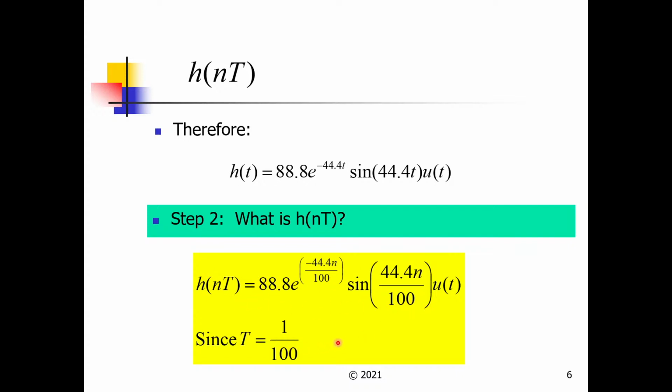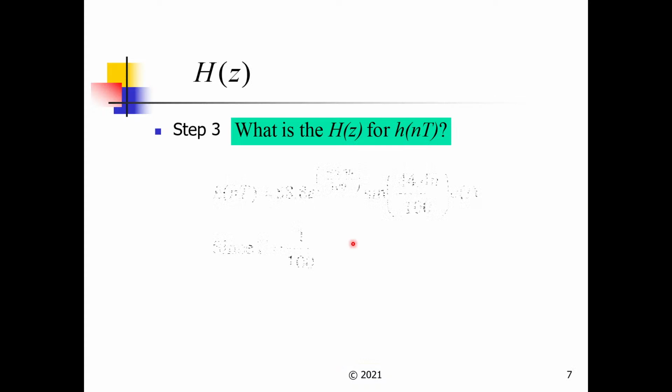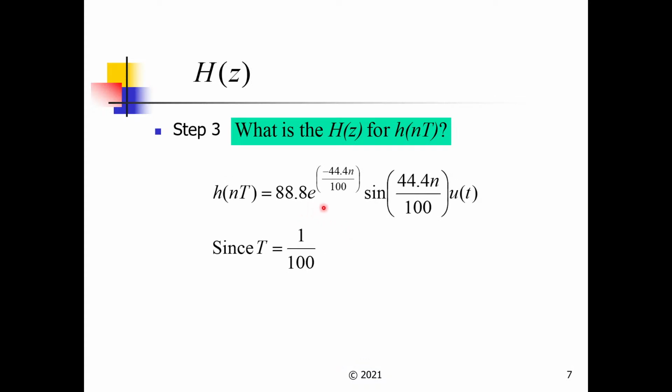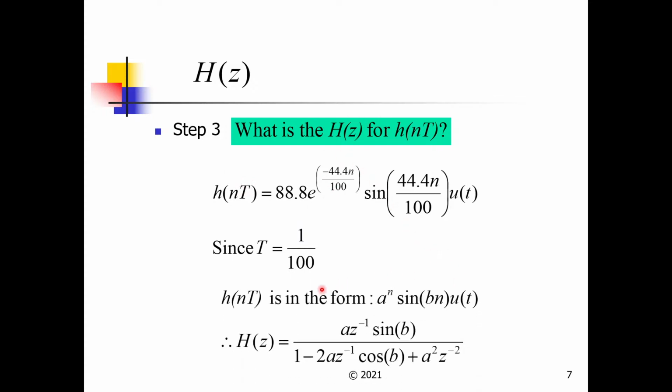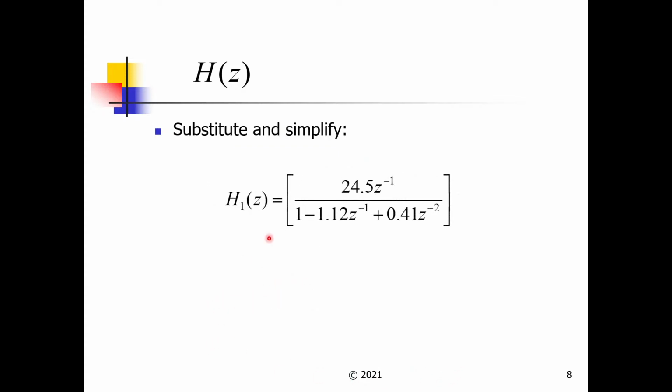In doing the substitution, now we have h of nt here. We can transfer this h of nt into h of z using the z transform tables. And we see basically h of nt matches a of n here, given by this exponent, and sine of b of n here, u of t. So we have our equivalent h of z transform from the z transform tables. And we just do the substitution to a and b accordingly for our constants, and we get our h of z equation as required.